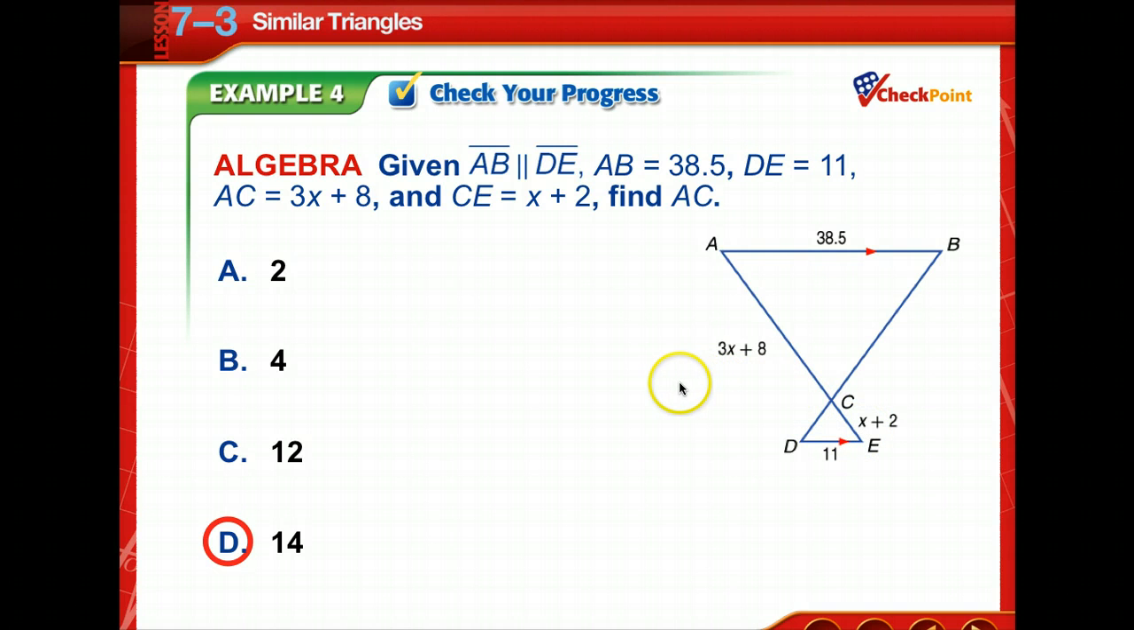I end up with 38.5x plus 77 is equal to 33x plus 88. Then I subtract 77 from both sides, subtract 33x from both sides. I end up with x is equal to 2. When I go back and substitute, 3 times 2 is 6, plus 8 is 14.